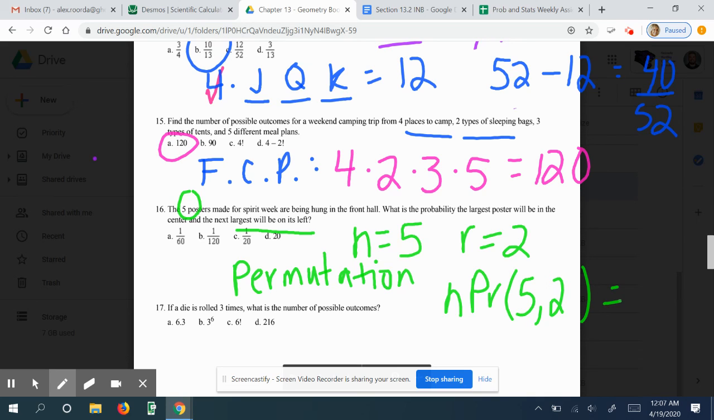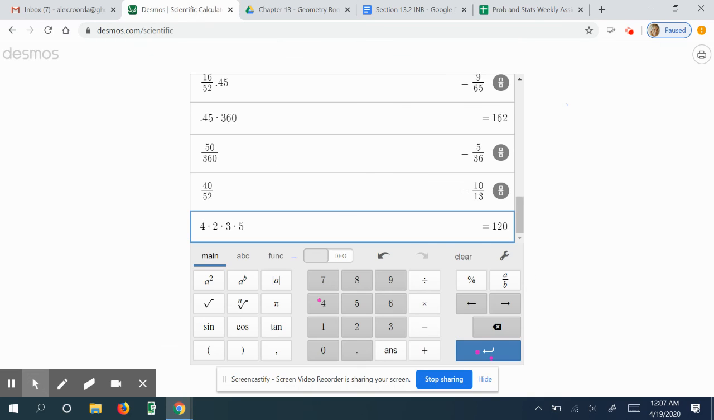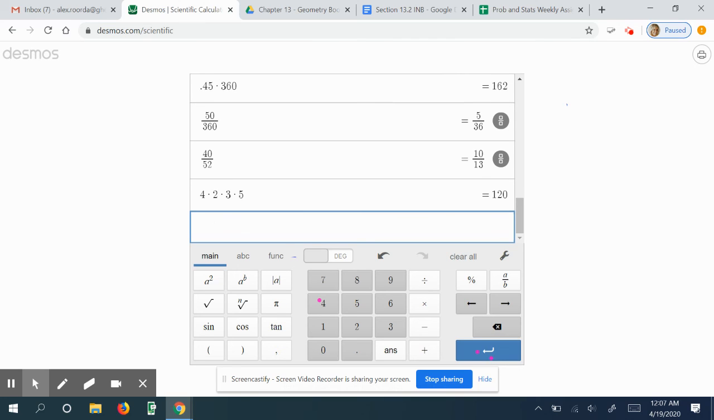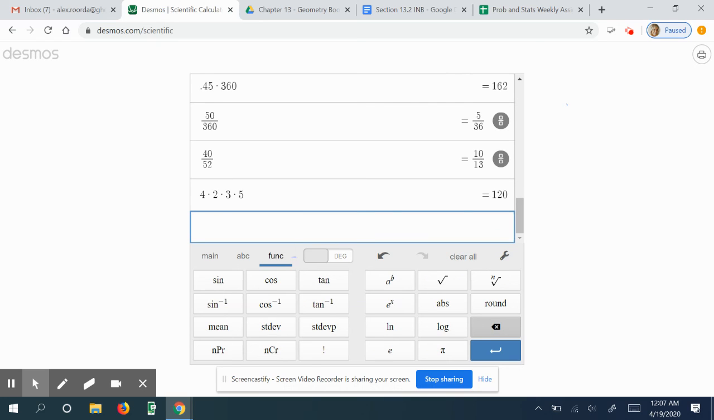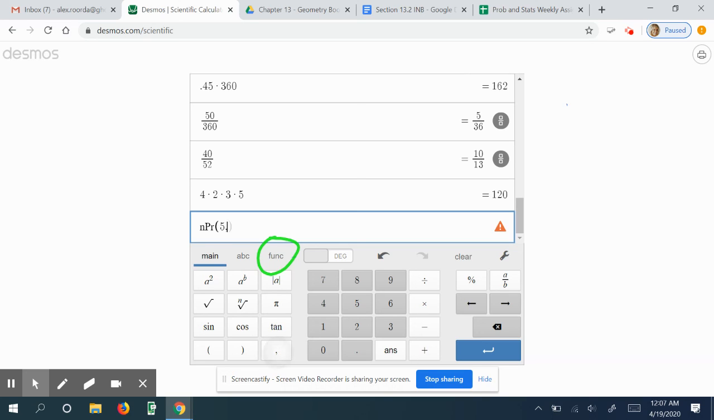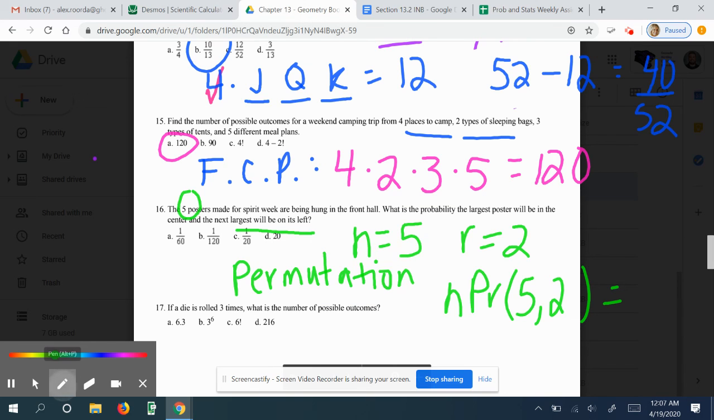And so we go to that on our calculator, and we go to the function section. Remember, function section. And we do nPr, which would be this one. And we're looking at specifically 5 and 2. There are 20 different ways the posters could be hung. And so I look at this, so this would be 1 out of 20. It would be C for this option.